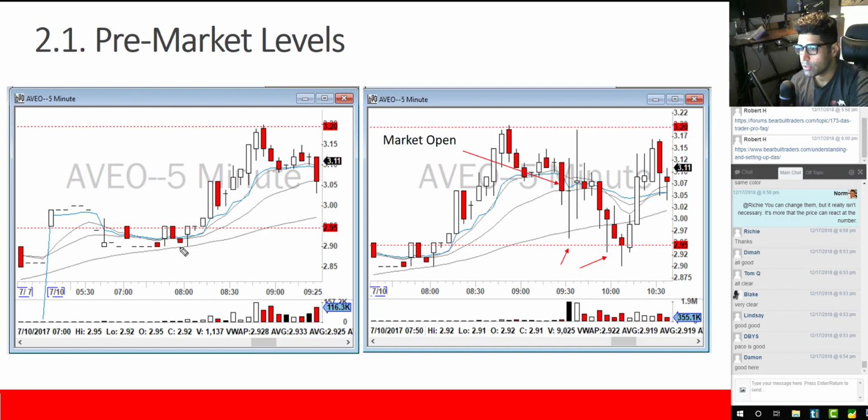AVEO, this is another example. This is a real screenshot that I took. So this looks like a low of the pre-market around 290. I mark it at 295, but I probably make a mistake, something in between. This looks like a low, and the high is something around 320.